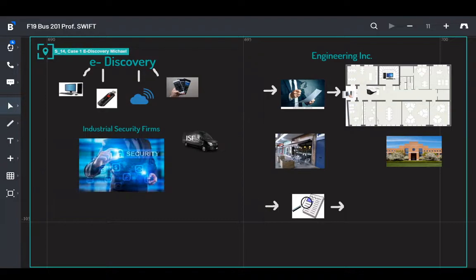So now that we know that e-discovery is obtaining information from electronically stored devices, and that industrial security firms are the third-party source that employers rely on to carry out the e-discovery process, let's apply that to a case. In this case, we will be talking about Engineering Incorporated, or EI. EI is currently bidding on a contract for a government project that's worth around $30 million.